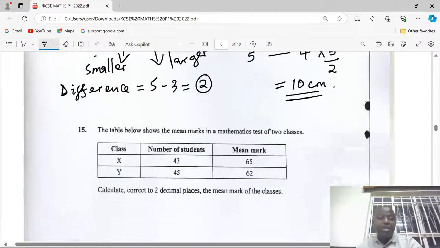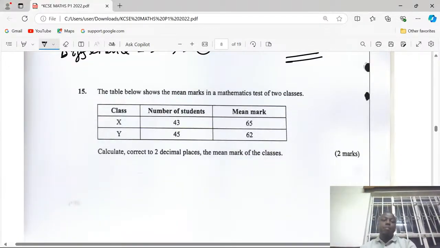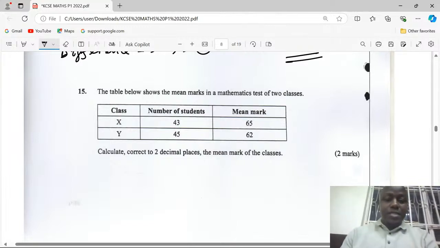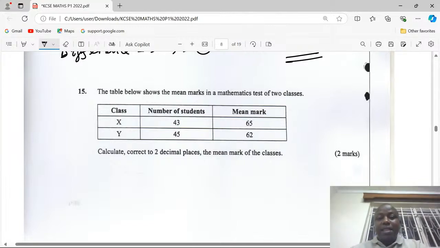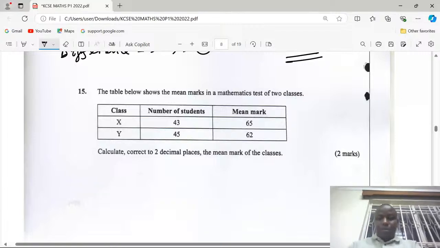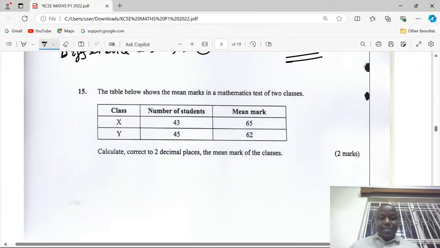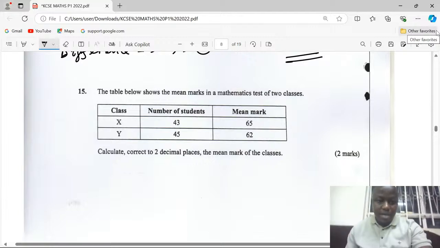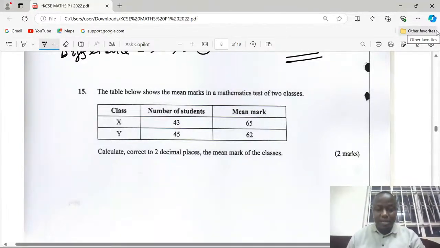So let's conclude now. We are in number 15. Remember, we are going up to number 16. 15, the table below shows the mean marks in a math test of Form 2 classes. Class X has 43 students and the mean mark is 65. Class Y, 45 students, the mean mark is 62. Calculate to 2 decimal places the mean mark of the classes. So for the 2 classes, we have to work out the mean mark.